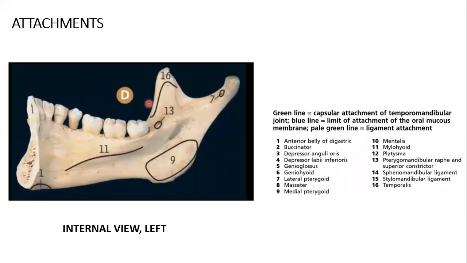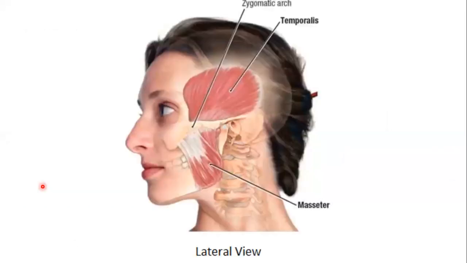This last picture of attachments again shows this temporalis and this lateral pterygoid in the pterygoid fovea. This again is the pterygomandibular raphe and the superior constrictor. And to the mylohyoid groove, this is the attachment of the mylohyoid muscle. And this is the medial pterygoid, the medial aspect of the ramus. This is the digastric fossa giving attachment to the anterior belly of digastric.